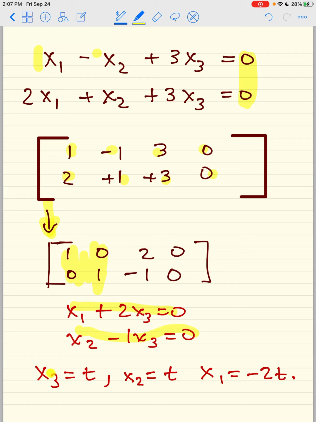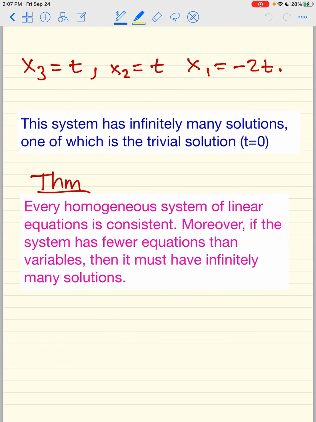Once again, I have x3 to be t, x2 to be t as well. Okay, let's check the math here, x2 equals x3. And then x1 is equal to negative 2t. So we made x3 t, and then we solved it in terms of t. Here, this system has infinitely many solutions, one of which is the trivial solution, t equals 0. So in this case here, we have infinitely many solutions.